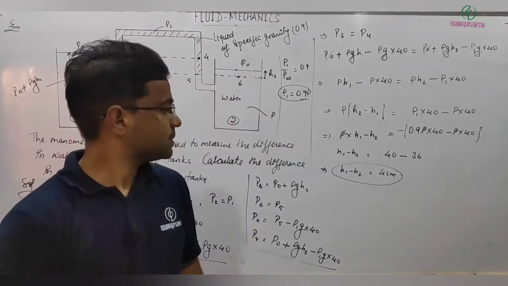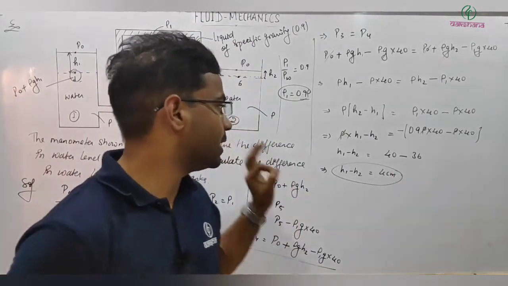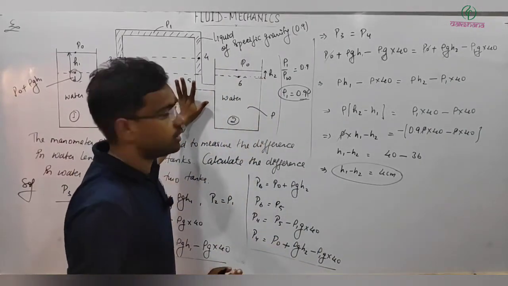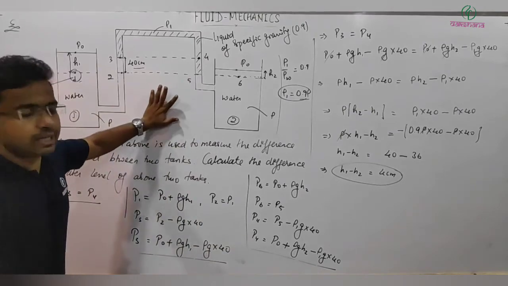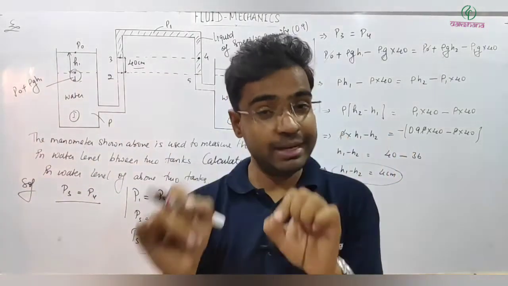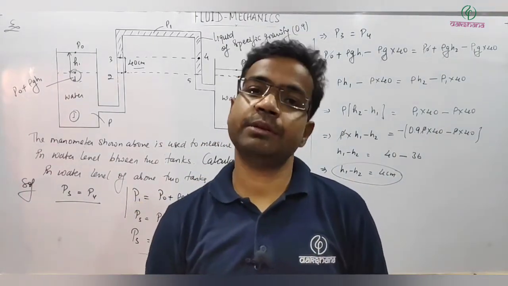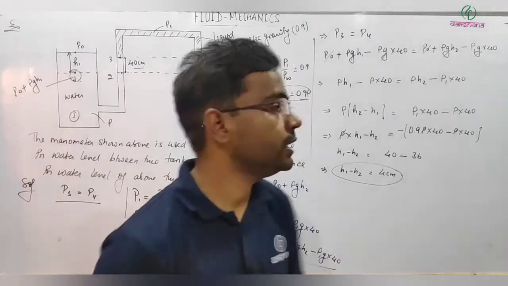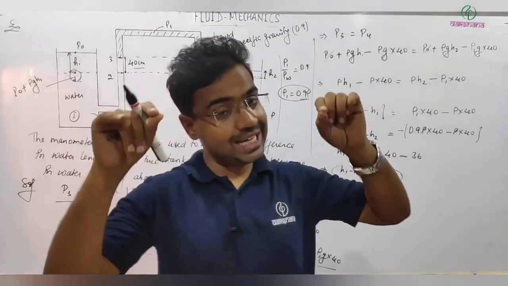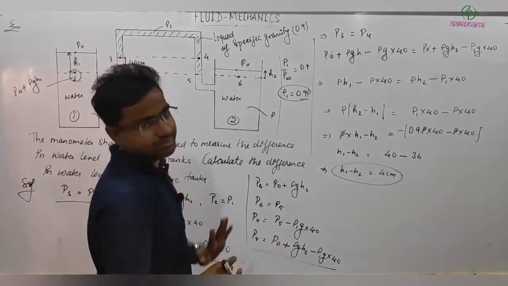So the question is a little bit lengthy, but understanding the question, the logic is more important, because this is a little bit important problem. The approach, let me tell you again. Here the concept is that at the same level, in the same connected liquid, the pressure will definitely be the same. Clear? So 3 and 4 are 2 points in the connected same liquid at the same level. So pressure at these 2 points will be the same.